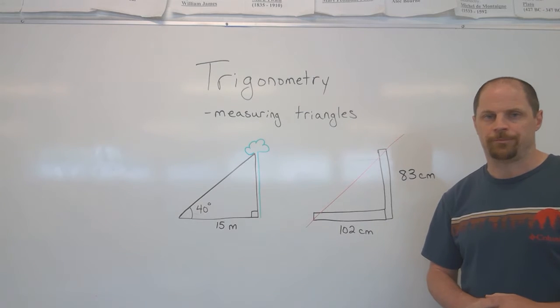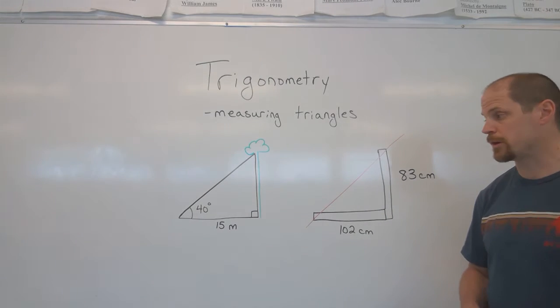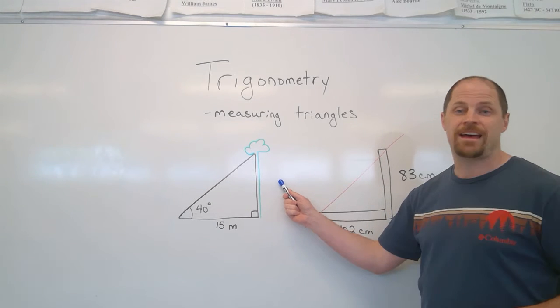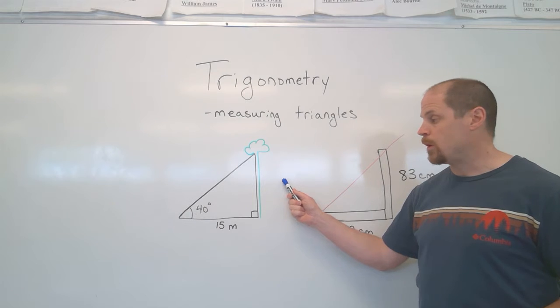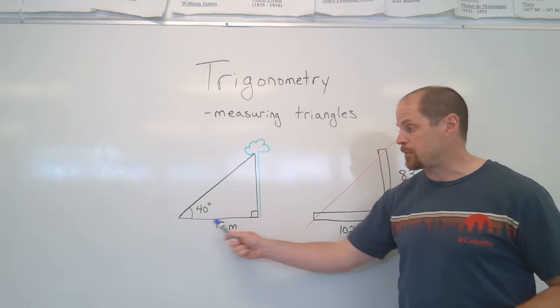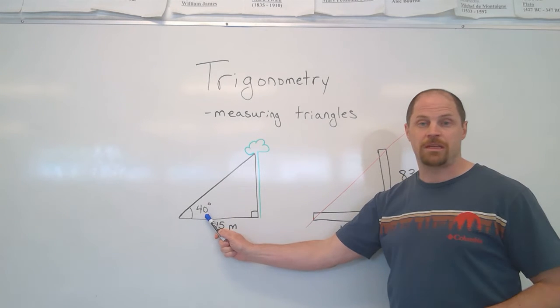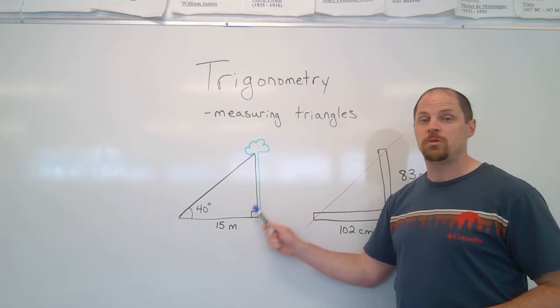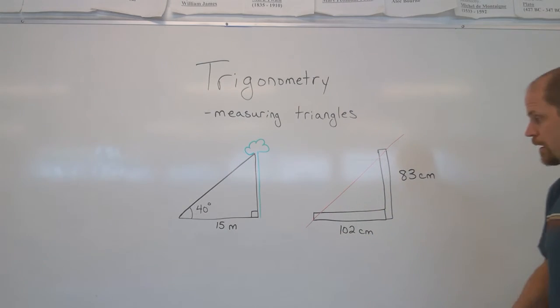What is trigonometry? Trigonometry is all about measuring triangles. If we have a triangle, let's say we want to measure the height of the tree and we can't climb it. We don't have anything tall enough to do it. Well, we measure two other parts of the triangle. We can measure the distance from a spot to the bottom of the tree, and we can measure the angle. Using these, we can calculate the height of the tree. We don't actually have to measure it directly.